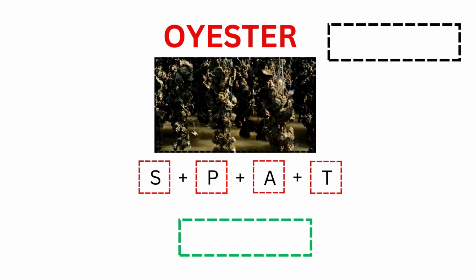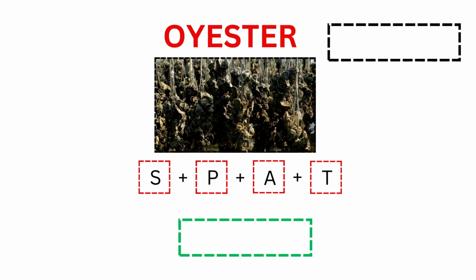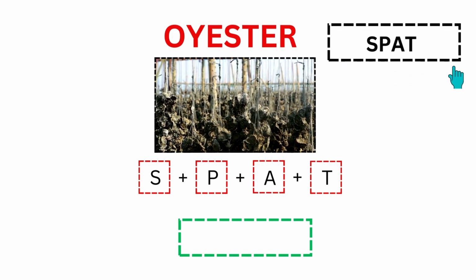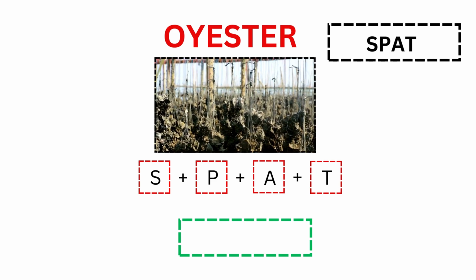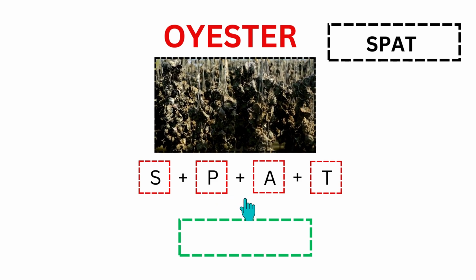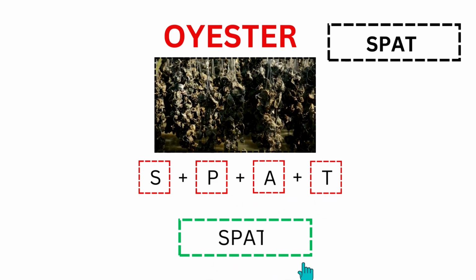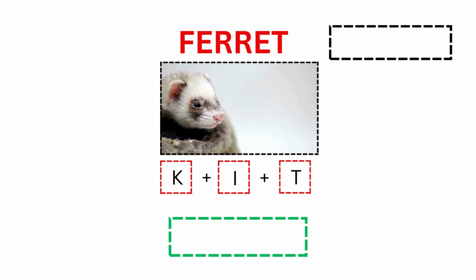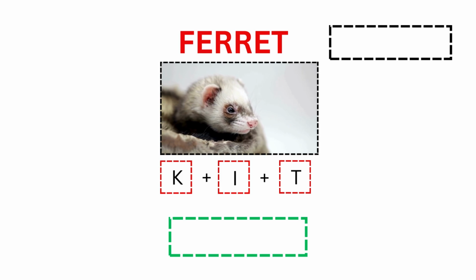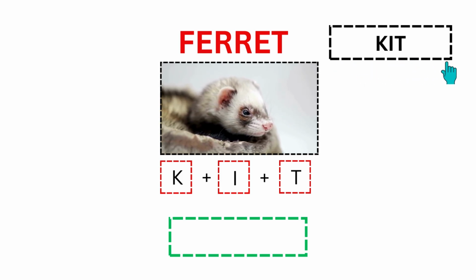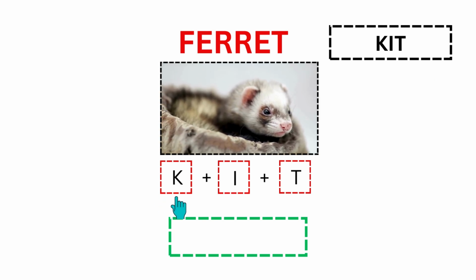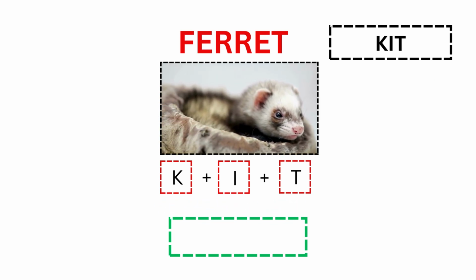Number 38 is oyster. A baby oyster is called a spat. Oyster के बच्चे को spat कहा जाता है. SPAT spat. Number 39 is ferret. A baby ferret is called a kit. Ferret के बच्चे को kit कहा जाता है. KIT kit.